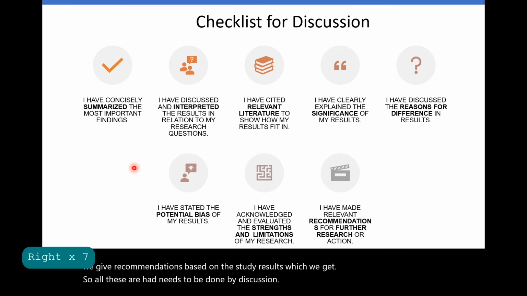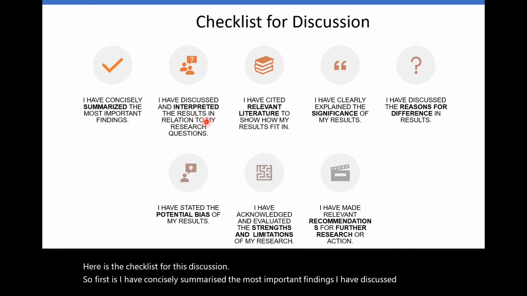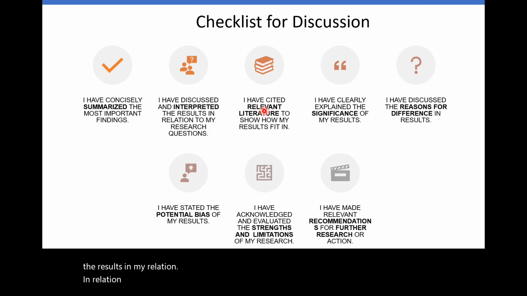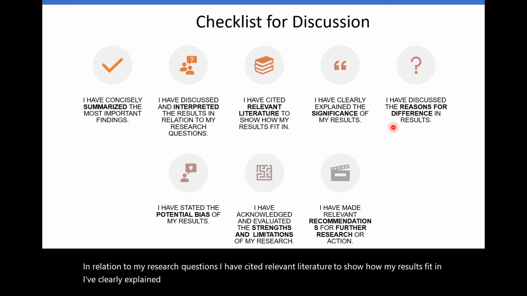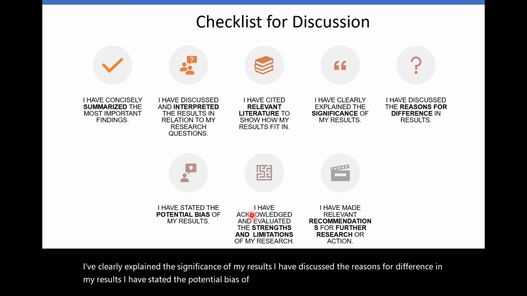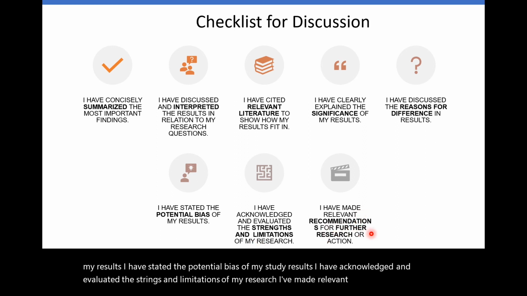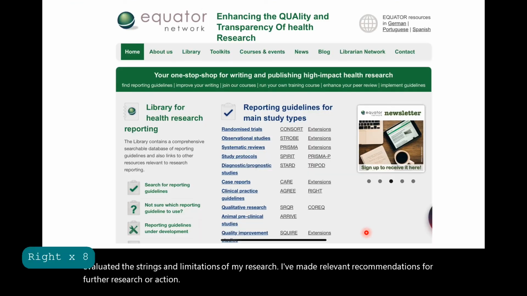Here is the checklist for the discussion. First, I have concisely summarized the most important findings. I have discussed and interpreted the results in relation to my research questions. I have cited relevant literature to show how my results fit in. I have clearly explained the significance of my results. I have discussed the reasons for difference in my results. I have stated the potential bias of my study results. I have acknowledged and evaluated the strengths and limitations of my research. I have made relevant recommendations for further research or action. That was the checklist for the discussion.